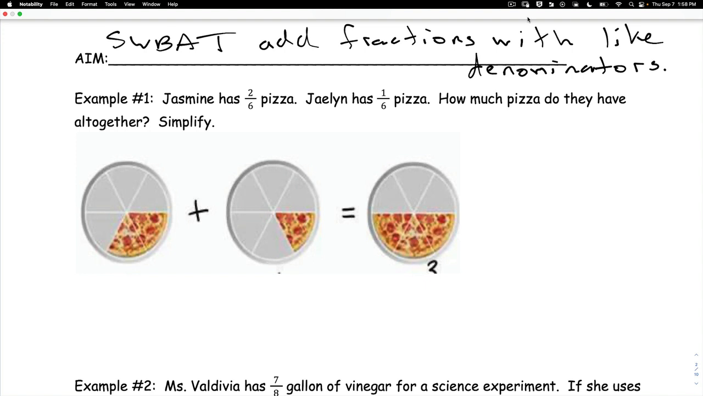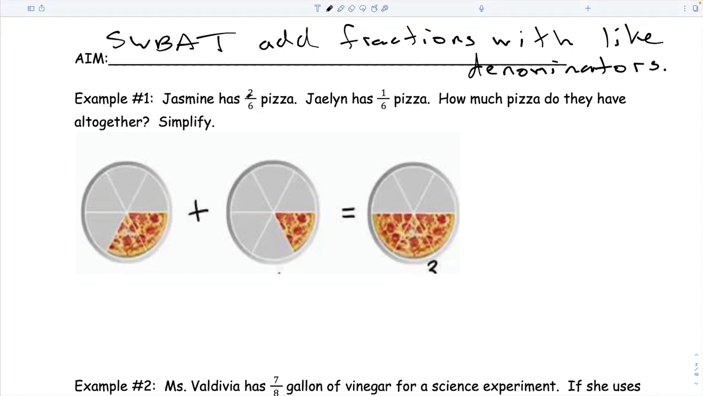You probably have the answer, but before we get hands down, we're going to mark up this problem. Word problems can be tricky. This one's about the most gentle type of word problem you will get. Circle the numbers. 2/6 and 1/6 are what we're dealing with. How much pizza do they have altogether?